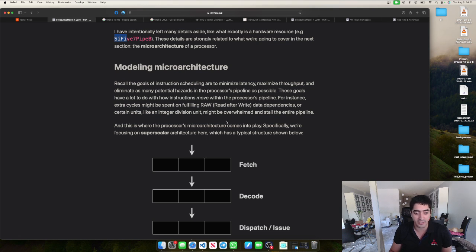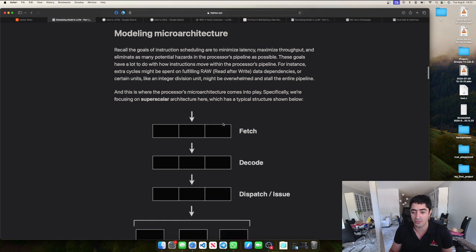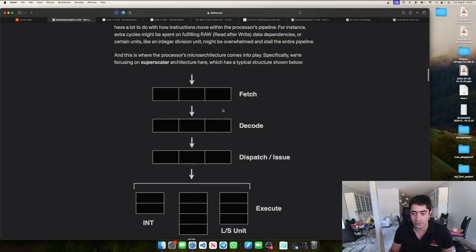Specifically, we are focusing on superscalar architecture here, which has a typical structure shown below: fetch, decode, dispatch, issue.